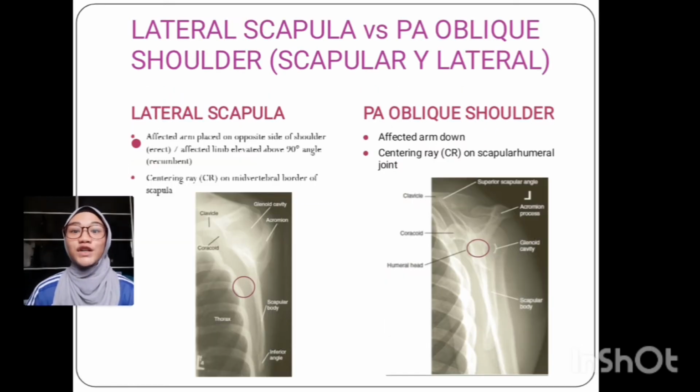Additional information. How to differentiate between lateral scapula and PA oblique shoulder or the scapula Y lateral projection. So let's see the lateral scapula first. The affected arm is placed on the opposite side of the shoulder if the patient is in erect position, or elevated above 90-degree angle if the patient is in recumbent position. But in scapula Y lateral, the affected arm is down. Next, for lateral scapula, the centering ray is at the mid-vertebral border of the scapula, while for scapula Y lateral, the centering ray is on the scapulohumeral joint.